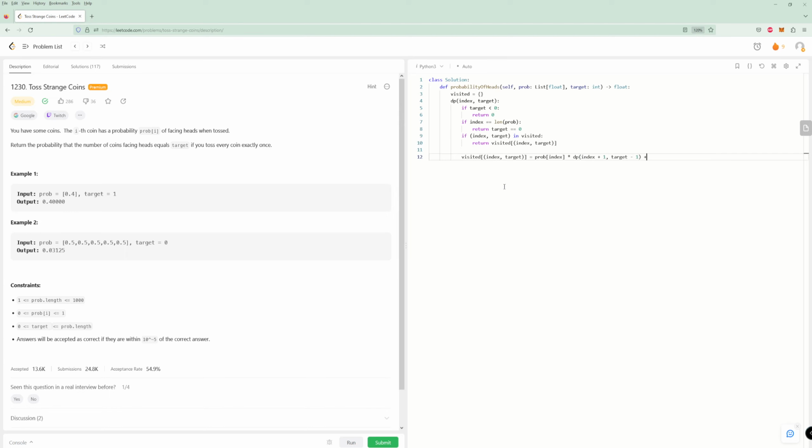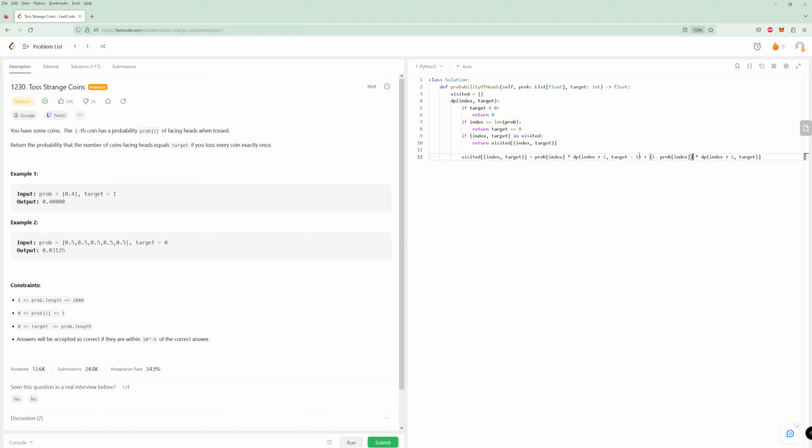So that's one case, and then we do the same thing for tails, right? So prob index, and remember that this prob index needs to be 1 minus prob index because this is the probability of tails. Right, so that's the probability of tails, and then same thing times dp index plus 1. Now it's not target minus 1 because we got a tail, so it's the same thing. Okay. Should match, I think.